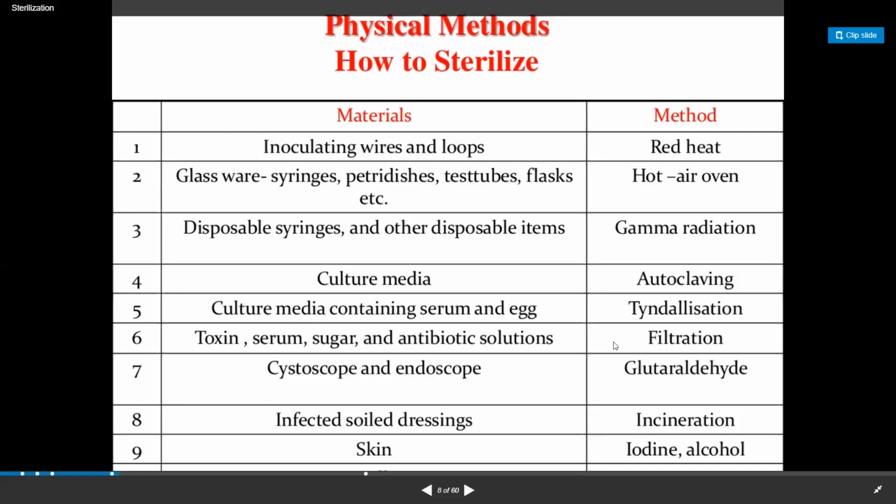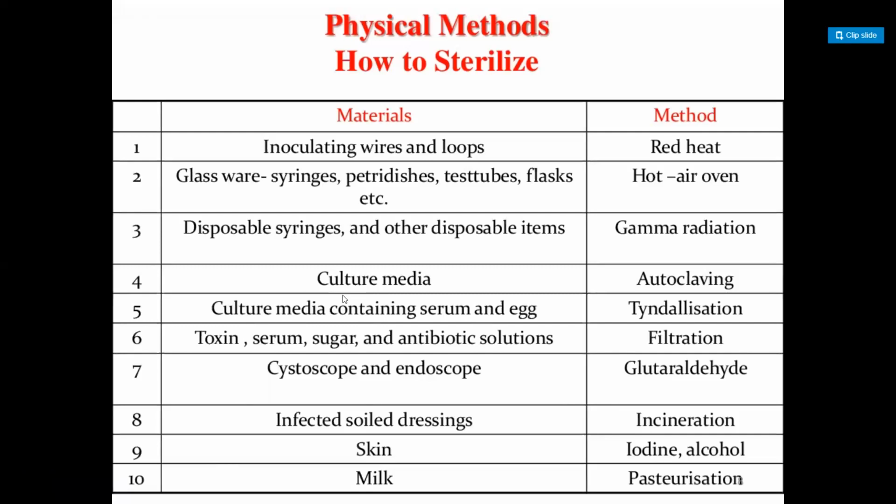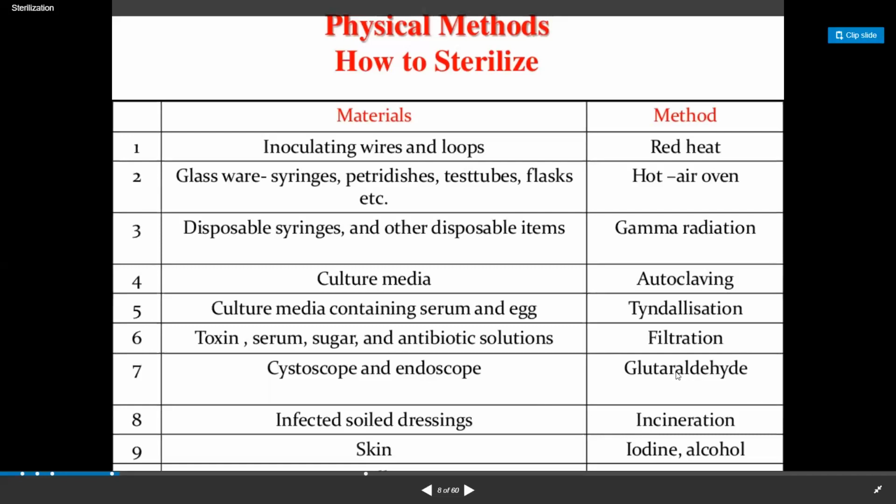So you need to figure out some other possible ways of filtration. Then cystoscope and endoscope. Suppose this type of instruments, these two are instruments. So this type of instruments are mainly sterilized by glutaraldehyde. This is one type of chemical which is responsible for sterilization.